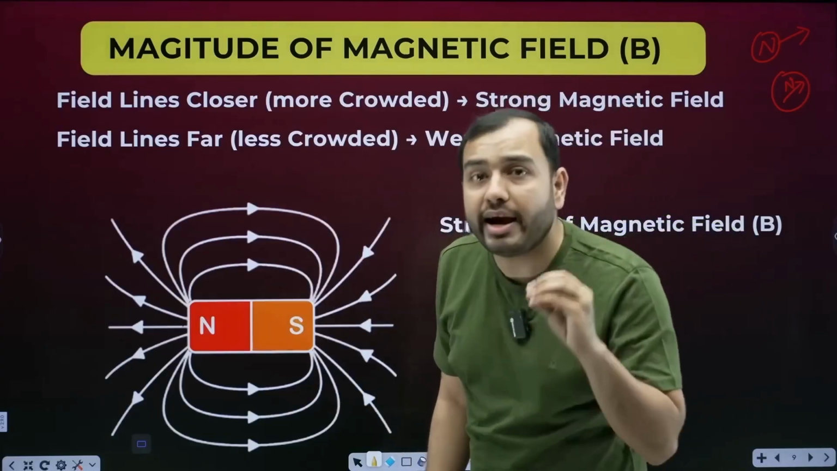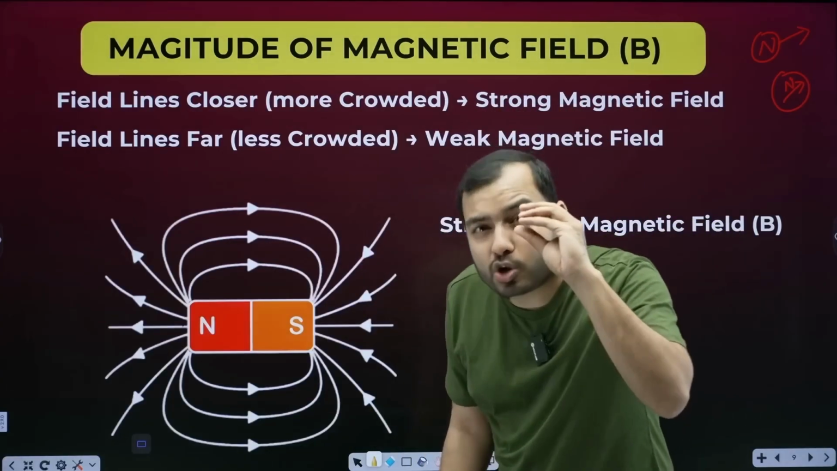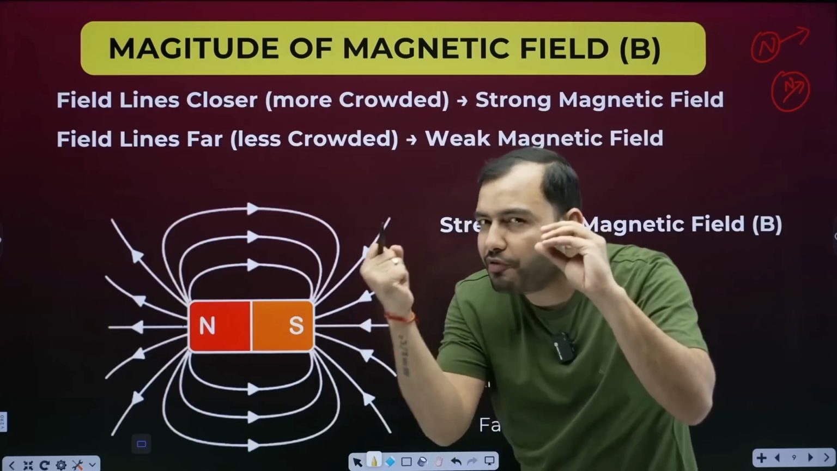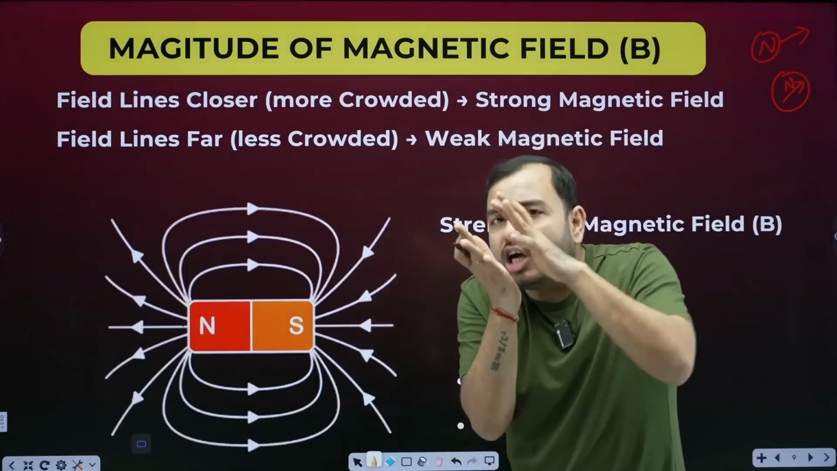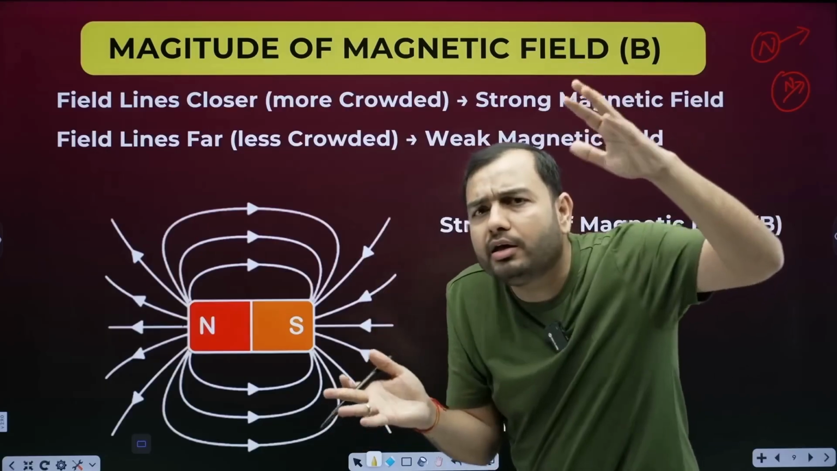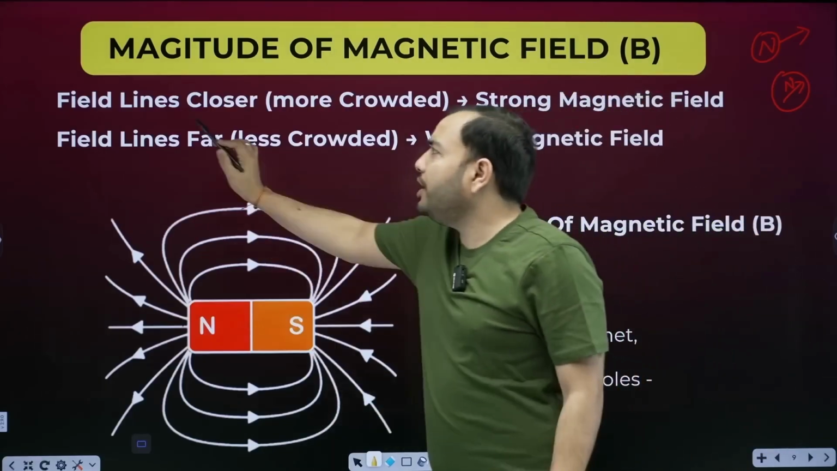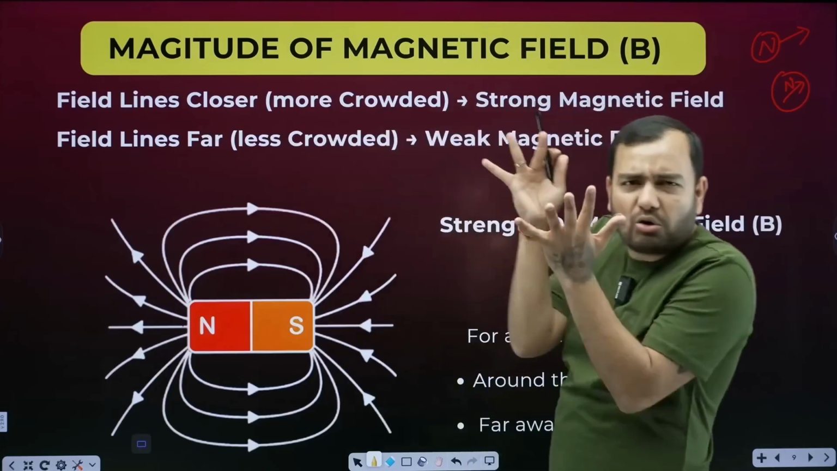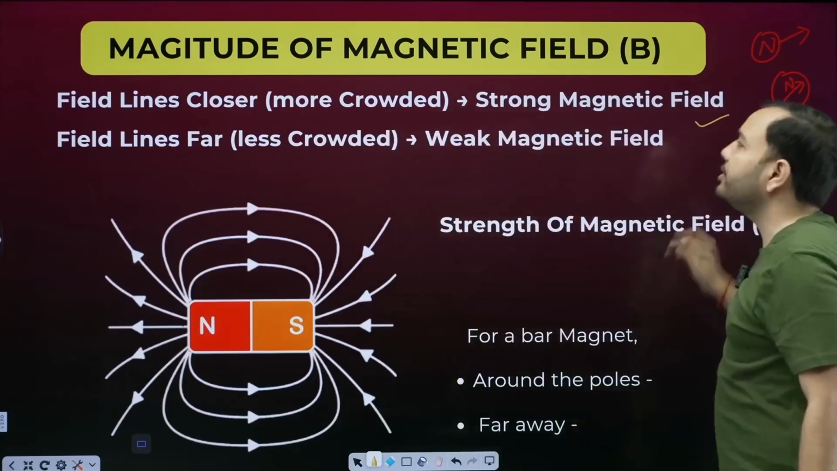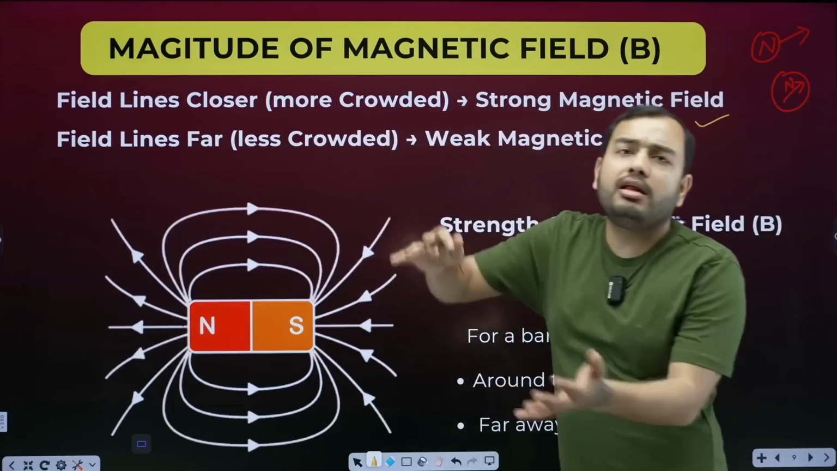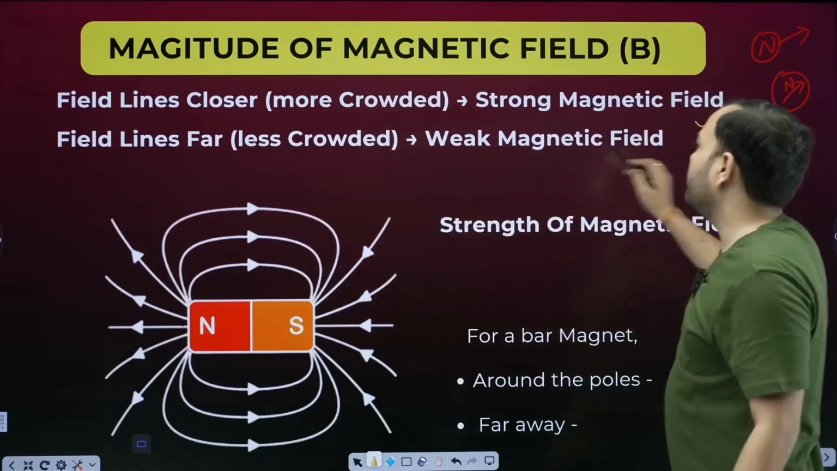The concept says wherever field lines are close, the magnetic field is strong. And where the field lines are far apart, there the magnetic field is weak. This is all that is explained. Field lines closer, more crowded, strong magnetic field. Field lines far, less crowded, weak magnetic field.